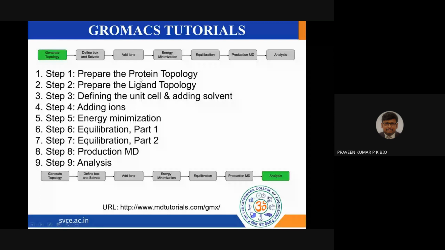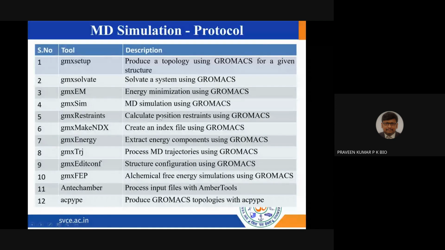So prepare the protein topology, prepare the ligand topology, define the unit cell and add solvent, add ions, energy minimization. But don't panic. Each and every protocol is explained in detail. If you install GROMACS perfectly, then you can work step by step according to the tutorial guided from the home page. In this MD simulation protocol, to work on each and every step, we have separate commands. This is what I mentioned as tools.